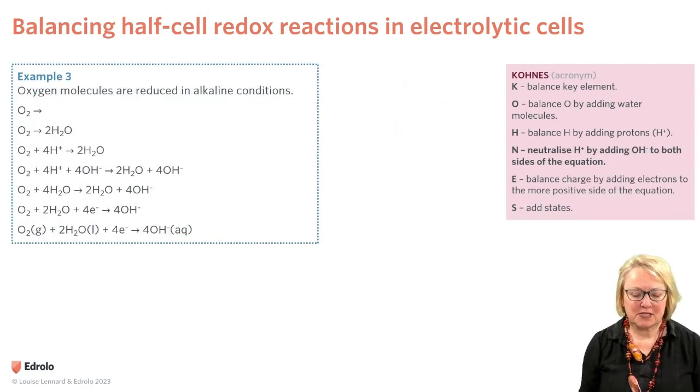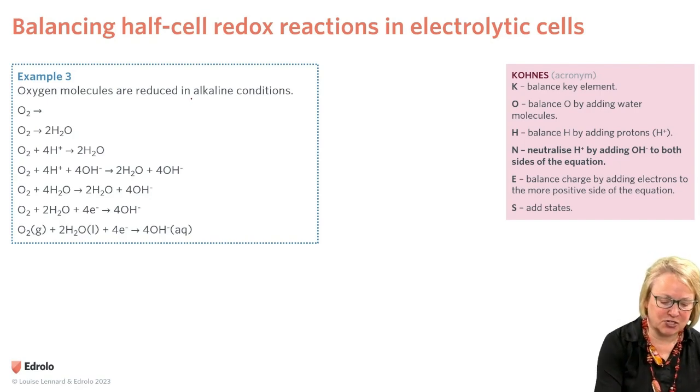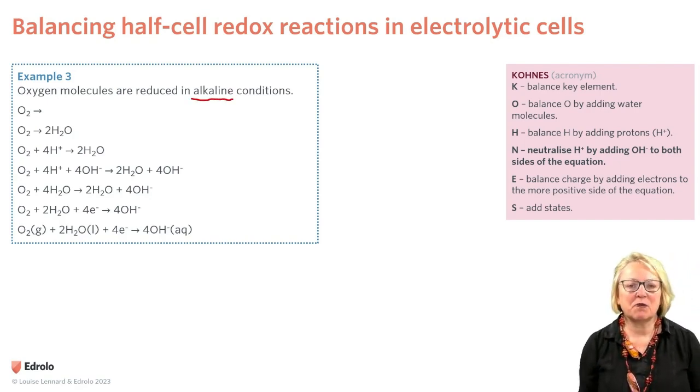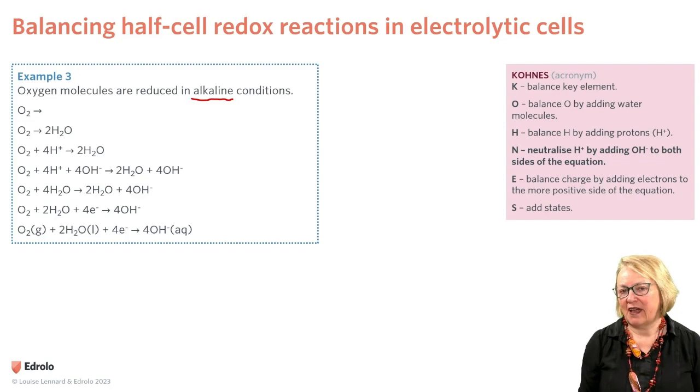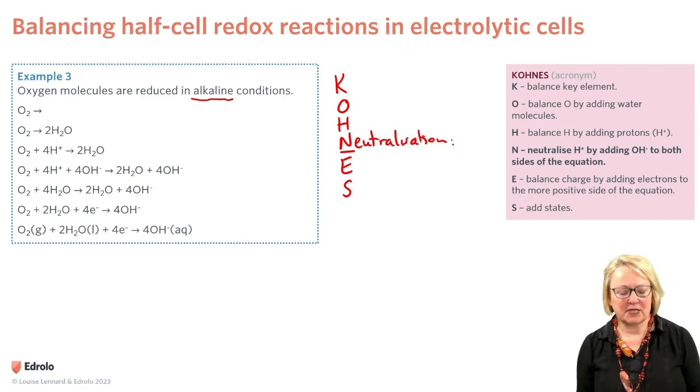Okay, now we're going to look at balancing half-cell reactions in alkaline conditions. In the past, we've been looking at acidic conditions, and we use something similar to COES, but we insert another step, so we call it CONES. So we've inserted the N step, and that stands for neutralisation. So let's have a look at an example.